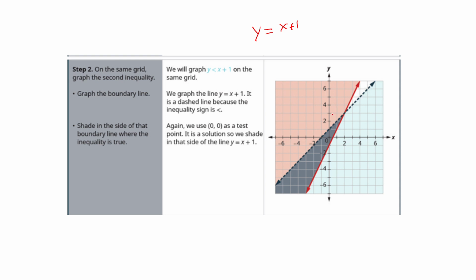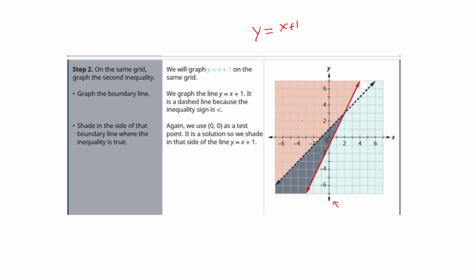Now, we've got to shade a region. Well, the region we want are the y's that are less than that line, the lower values of y. Just looking at the y-axis only, the lower values of y are below the line. They're down here. Okay, I'm going to color that region too.